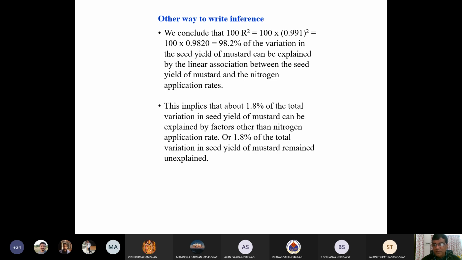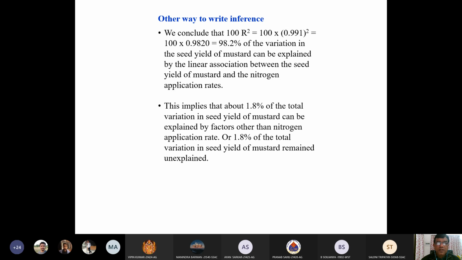Now, there are many ways to write it. You can square this r, and it becomes your coefficient of determination. If you square it, it becomes 0.982. You can see on the screen, 0.982 multiplied by 100. That means that 98.2% of the variation in the seed yield of mustard can be explained by the linear association between the seed yield of mustard and the nitrogen application rate. This is how we write the inferences.